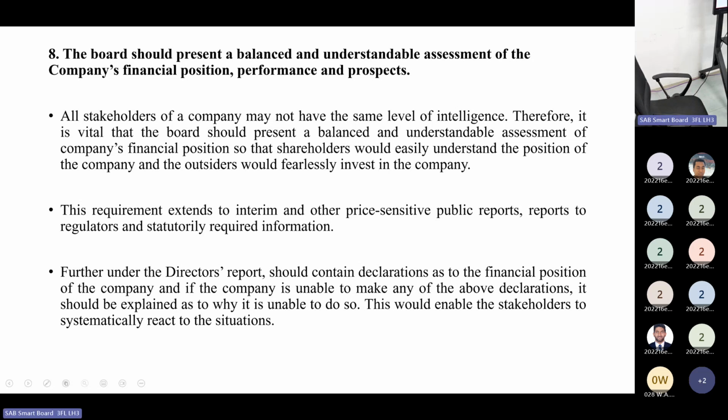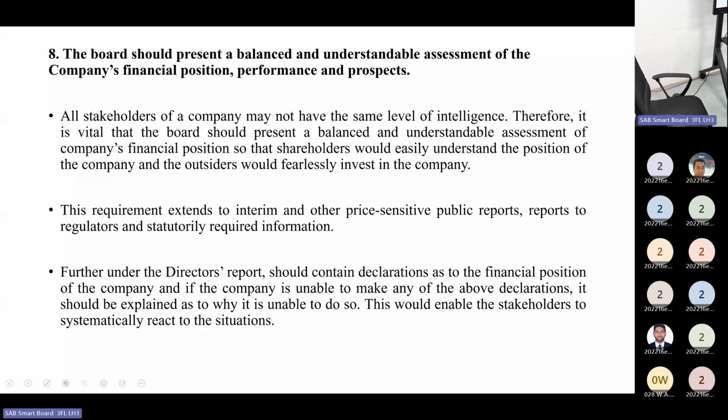This requirement extends to interim and other price-sensitive public reports, and to regulatory and statutory required information. So whenever you are giving information about the organization, that information should be something that anyone can understand. It should be in that simple manner.